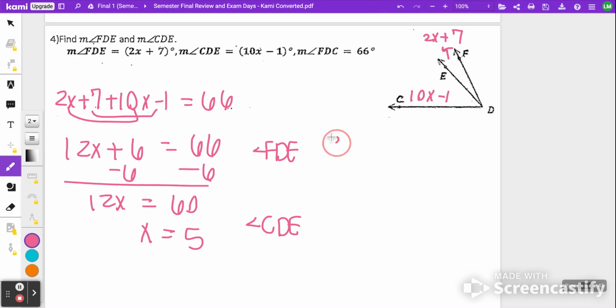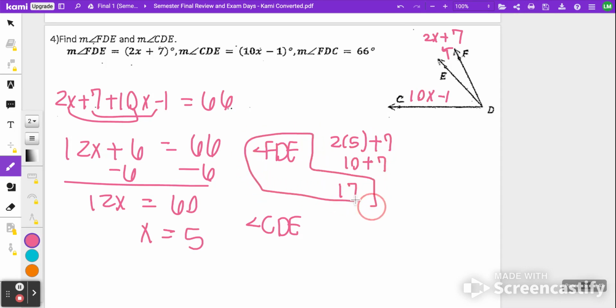FDE is going to be 2 times 5 plus 7. So that's 10 plus 7, which is 17. So FDE is equal to 17 degrees. You can either take 17 and subtract it from 66, and you're going to get 49 degrees, or you can plug in your 5, so 10 times 5 minus 1 still gives you 49.